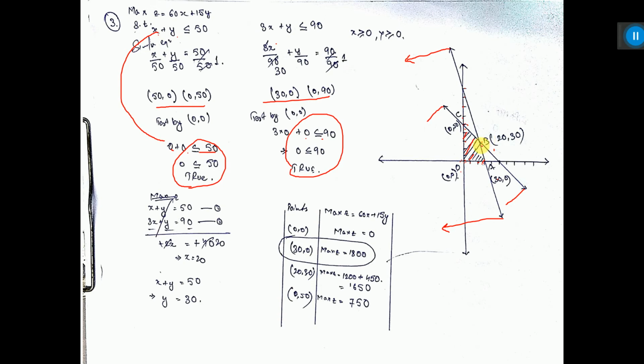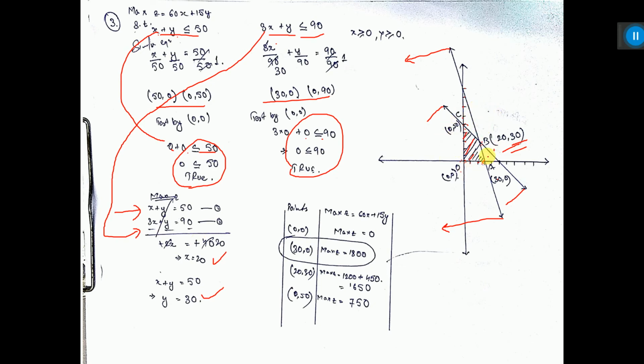Now how to get this B point? We have to solve the two lines' equations. What are the two equations? x plus y is equal to 50, and another equation is 3x plus y is equal to 90. If you solve these two, we get x equal to 20, and putting the value of x here, y equal to 30. So the point we get is 20, comma 30. You have to show this solution also. Now we have got 4 points.